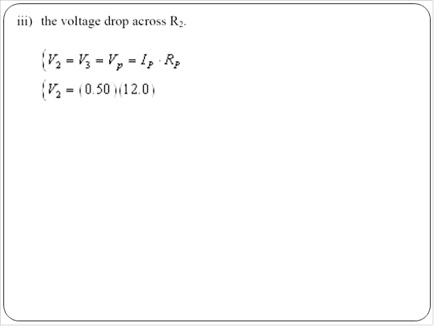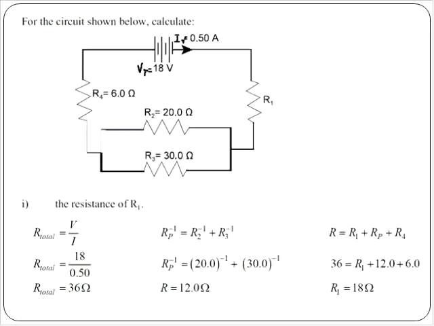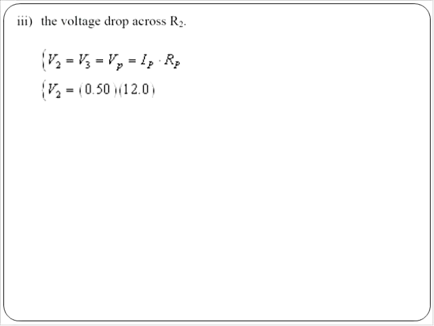So yes, for R2 and R3, the two currents split up. But if I look at it as a whole section, the total current going through the parallel section is 0.50 times the resistance of the parallel section, which I already calculated over here in part 1. Multiply that out and you will get the answer. And the answer is 6 volts. Okay, that's one way to do it.